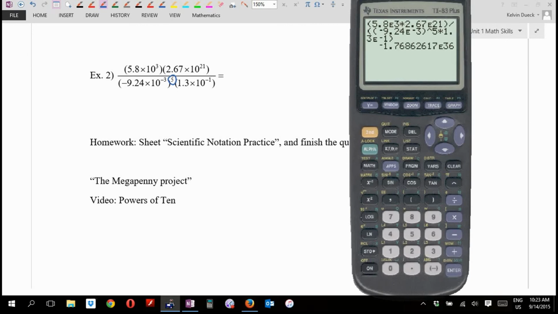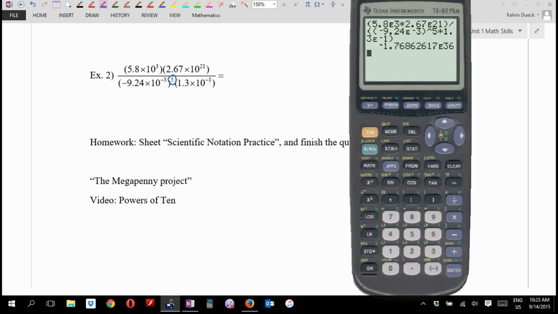You should get negative 1.76862 times 10 to the 36, there. If you did not, later on, when we get to the homework, I'll help you walk through it, but I don't want to hold people up some more. How many of you got that okay? Nice. You got that the first time and not the second time? I mean, excellent. Good for you.